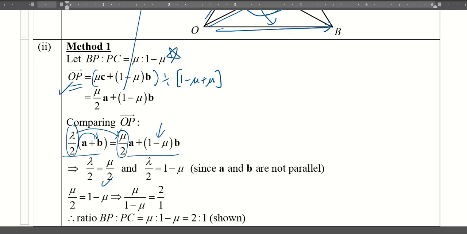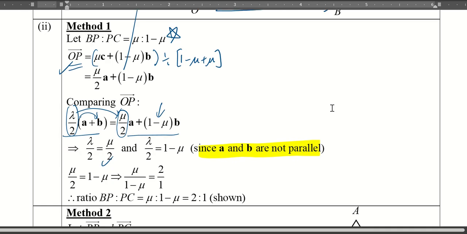Here please take note that we can only do such comparison of coefficients if the two vectors are not parallel to each other. If not, there will be many possibilities, infinitely many possibilities, and we can't just equate in that manner.